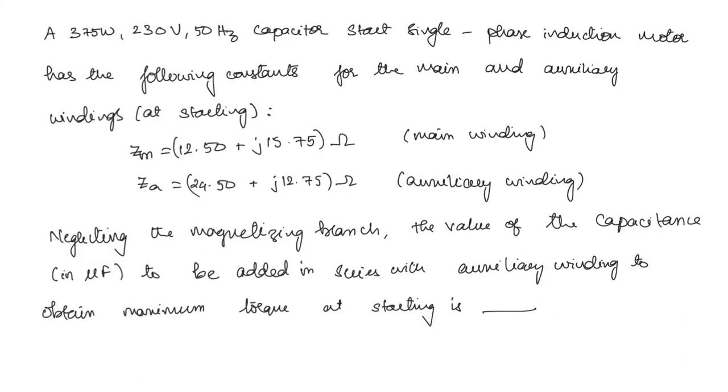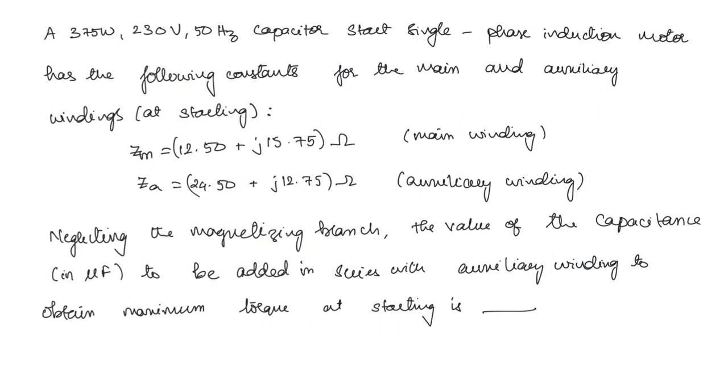We'll do a few past year problems. A 375 watts, 230 volt, 50 Hz capacitor start single phase induction motor has the following constants for the main and auxiliary windings at starting. So these are the main winding components and this is the auxiliary winding components. Neglecting the magnetizing branch, the value of capacitance in microfarad to be added in series with auxiliary winding to obtain maximum torque at starting is.